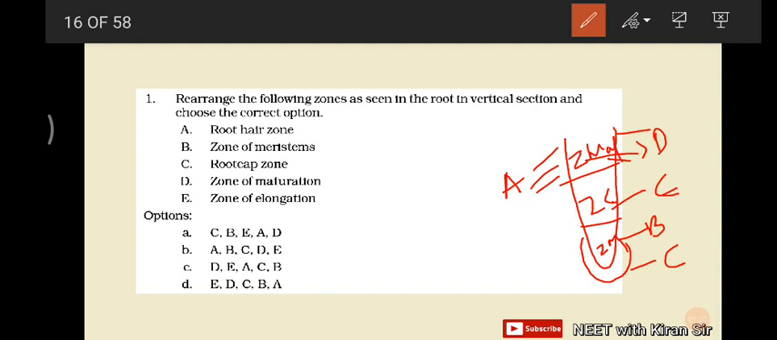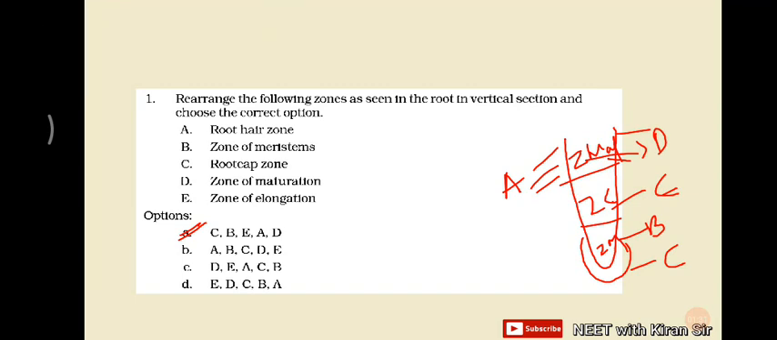Is it C, B, E, D, A? So here it is option A, that is C, then B, the zone of meristematic, then E, the zone of elongation, then D, the zone of maturation with the root hair. So here it is option A.